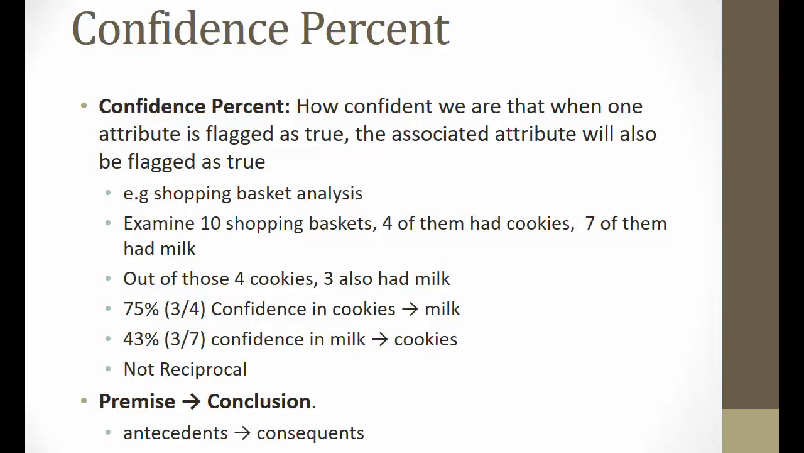Now let's go back to our shopping basket analysis example. Remember, we had 10 baskets, 7 of them contained milk, 4 of them contained cookie, 3 of them contained both milk and cookie together.